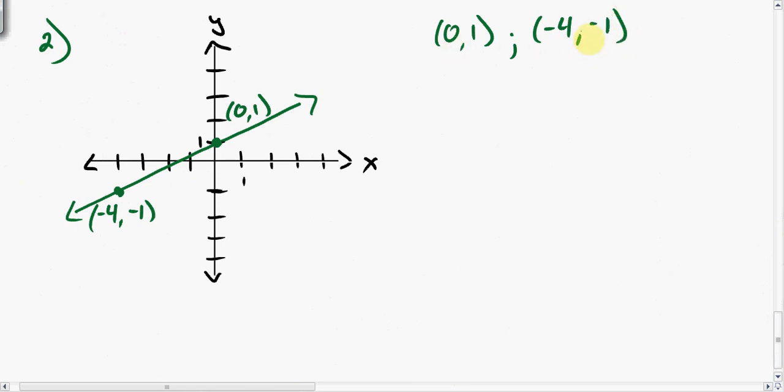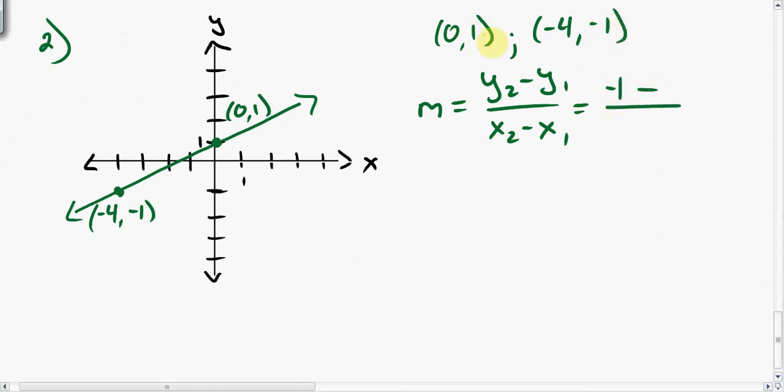So the first thing I need to do is, again, find my slope. So m equals the change in y over the change in x. So I've got my y2 is -1 minus my y1, +1. My x2, which is -4, minus my x1, which is 0. So I've got -1 minus 1 is -2 over -4 minus 0 is -4. So my m simplifies to 1/2. Alright, so I got an m of +1/2.